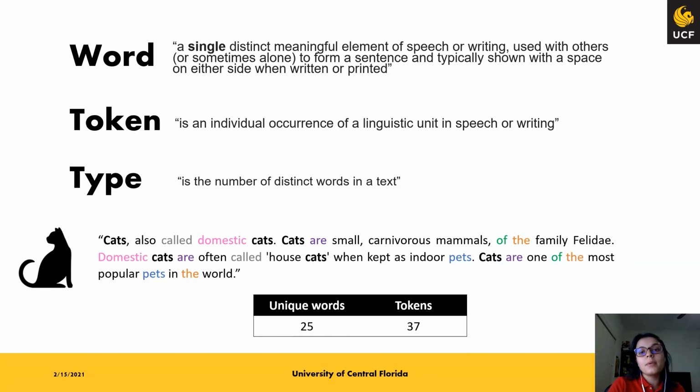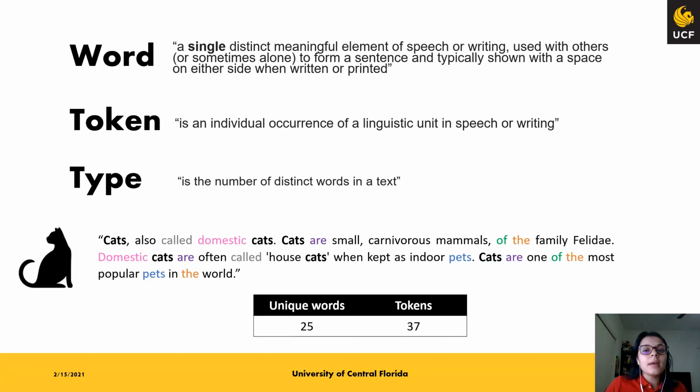We need to distinguish between word and token. Word is a single, distinct, meaningful element of speech or writing used with others or sometimes alone to form a sentence and typically shown with a space on either side when written or printed. Token is an individual occurrence of a linguistic unit in speech or writing. Type is the number of distinct words in a text.